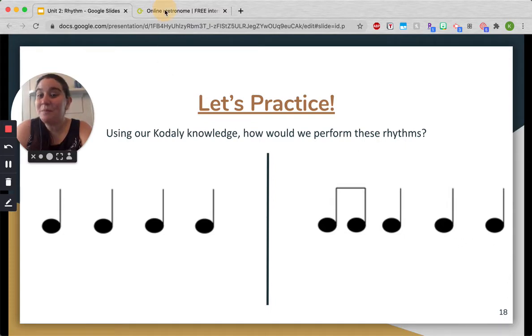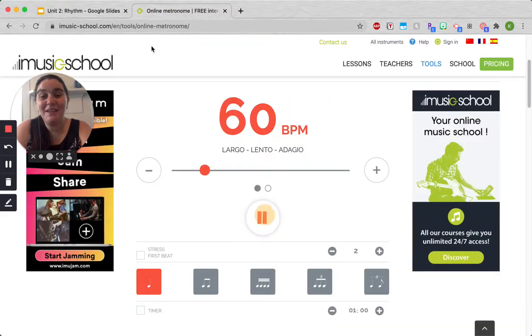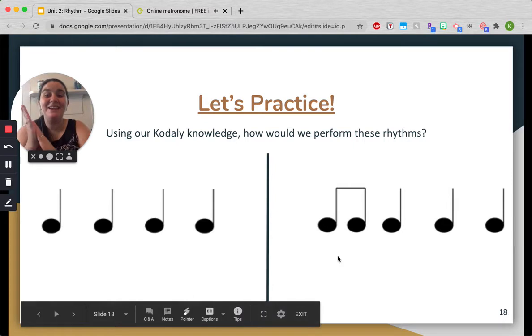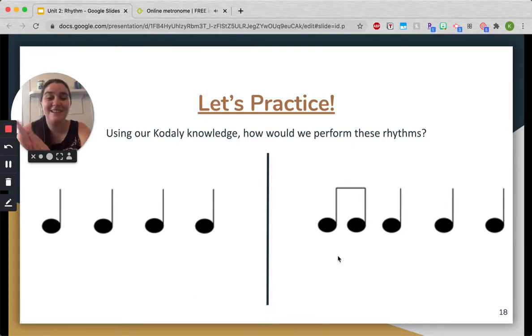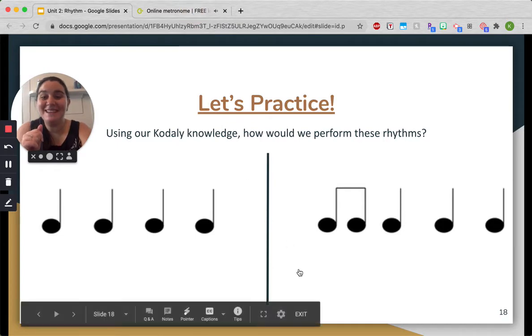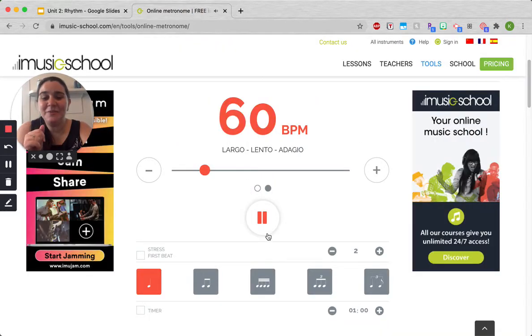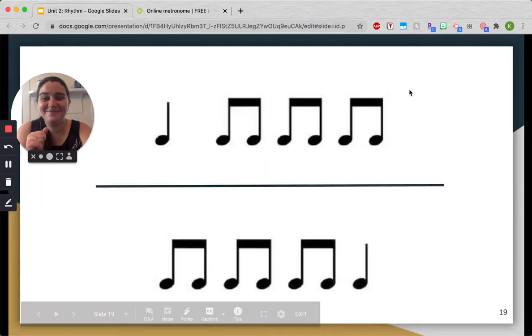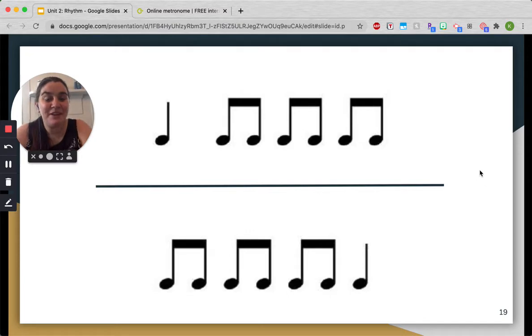Let's try it with the metronome this time. Make sure we are on our steady beat. Perform it with me. Ready, go. Ti, ti, ta, ta, ta. How'd you do? Let's do a little more practice. All right, I'm going to give you a second. Pause my video. Try to figure out both of them.